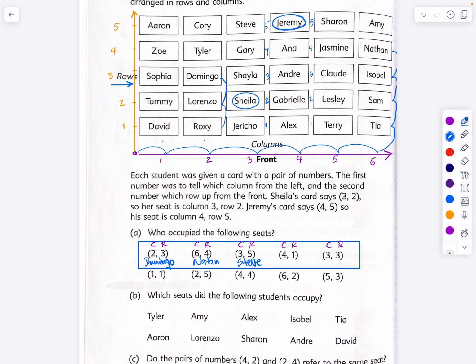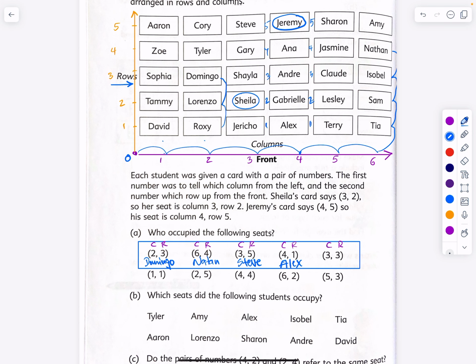Steve's desk. 4, 1. Again, we go horizontally, right? We're going to the right. 1, 2, 3, 4. We stopped on 4 and we go up just one. So it is Alex, okay? The first row is Alex's row. Remember, this is your 0, and you go 1, 2, 3, 4, 5 to the right, or you go 1, 2, 3, 4, 5 upward to count the row.